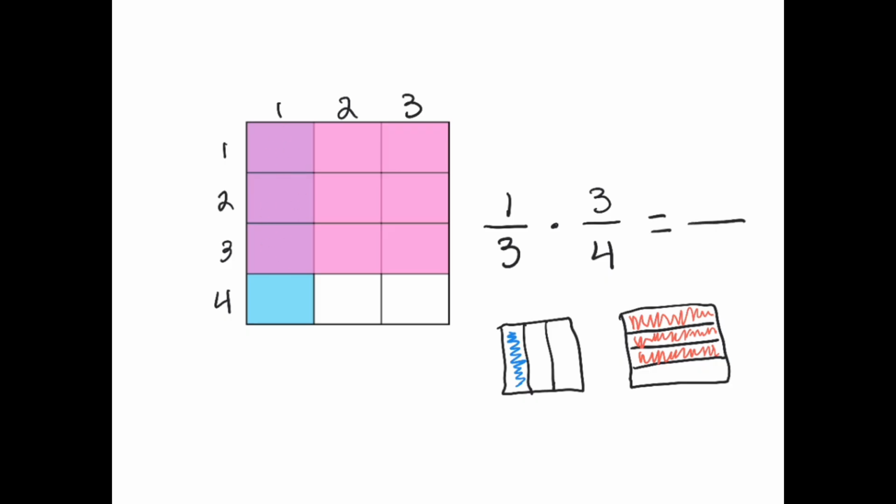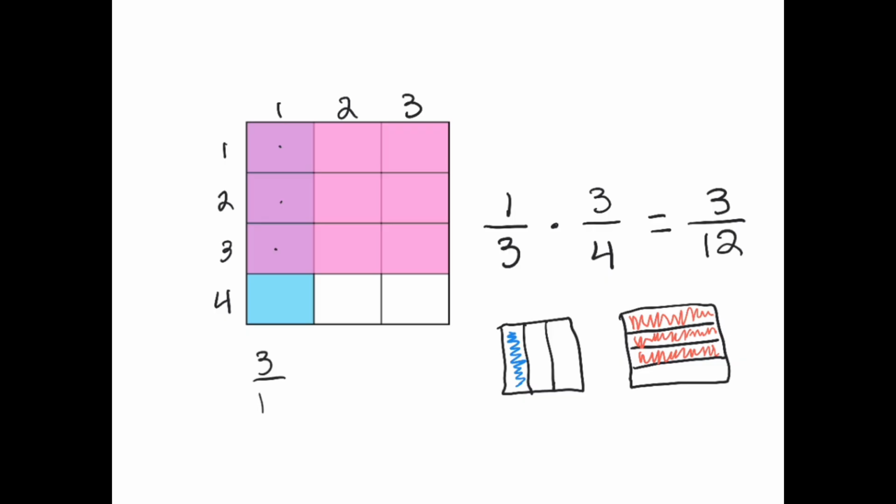So we want to ask ourselves how many are overlapping. So that would be 1, 2, 3. It's 3. And then how many boxes, regardless if it's pink, white, purple, blue, doesn't matter the color, how many boxes all together? So this is a 3 by 4. So 3 by 4, that's 12.